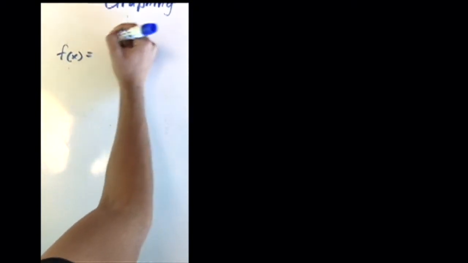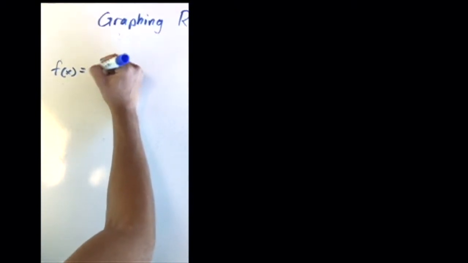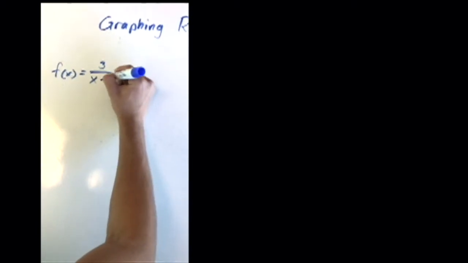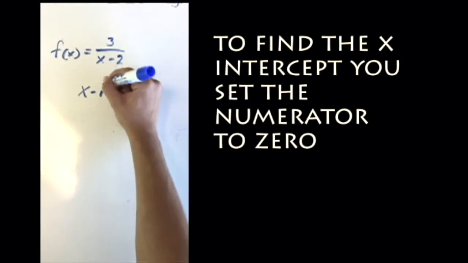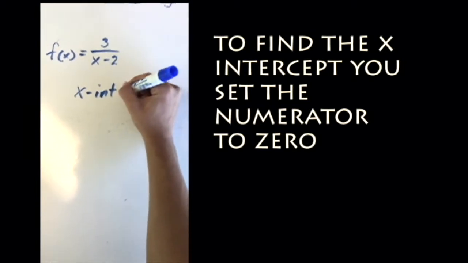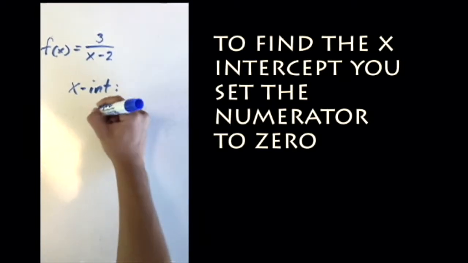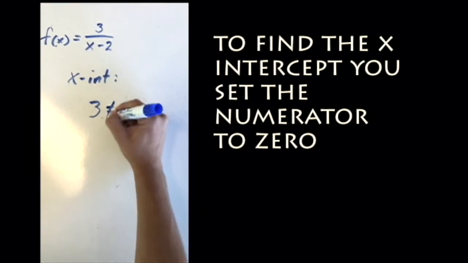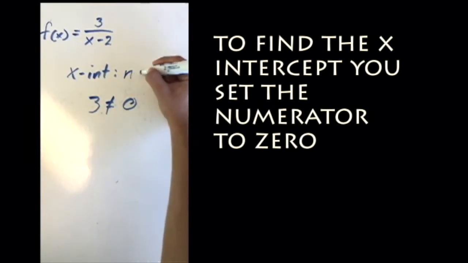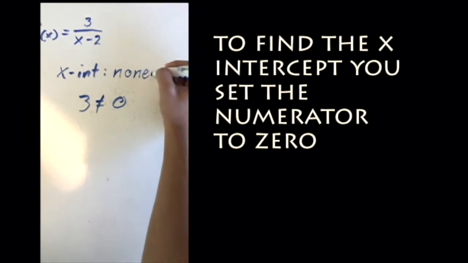Next, we'll be graphing a rational function. We'll be using this equation as our example. First, we'll be finding the x-intercept. We set the numerator equal to 0. In this case, 3 does not equal 0, so there is no x-intercept.